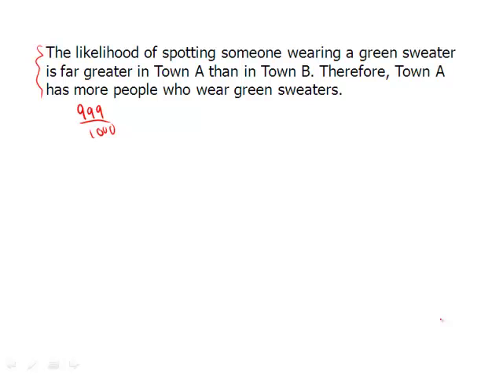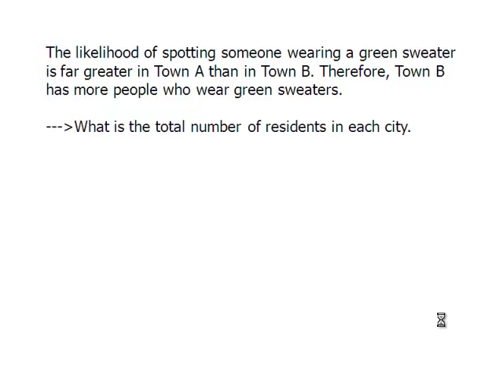But wait a second. What if town B has 1,000 people wearing green sweaters, but it's a massive city, 1,000,000 people? So the odds of seeing someone is very rare, 1 in 1,000, versus if you see someone here, they're going to be wearing a green sweater. Weird city, by the way. The point is, though, that we can disprove the assumption that just because there's a greater percent or likelihood of something happening, there's actually more of something. Again, we have to take in the total number of residents in each city.